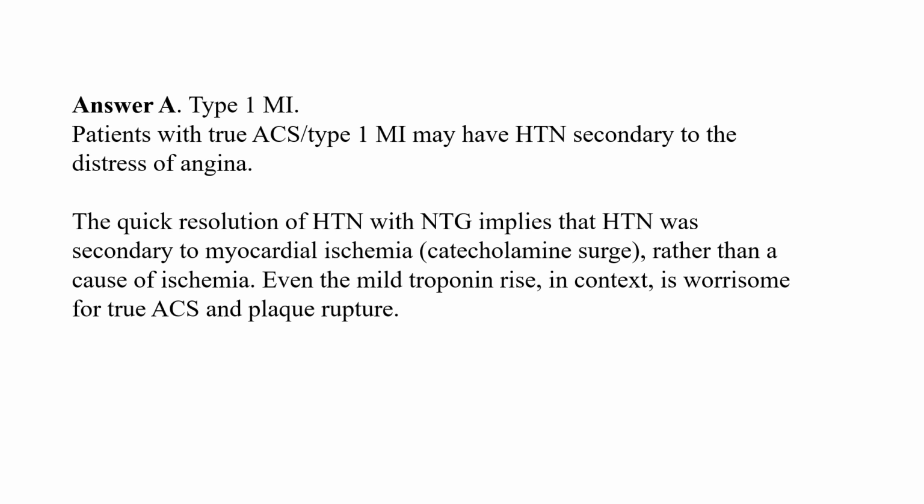In fact, patients with true ACS type 1 MI may have hypertension that is secondary to the distress of angina. The quick resolution of hypertension with nitroglycerin implies that hypertension was secondary to myocardial ischemia and catecholamine surge rather than a cause of ischemia. Even the mild troponin rise in context is worrisome for true ACS and plaque rupture.